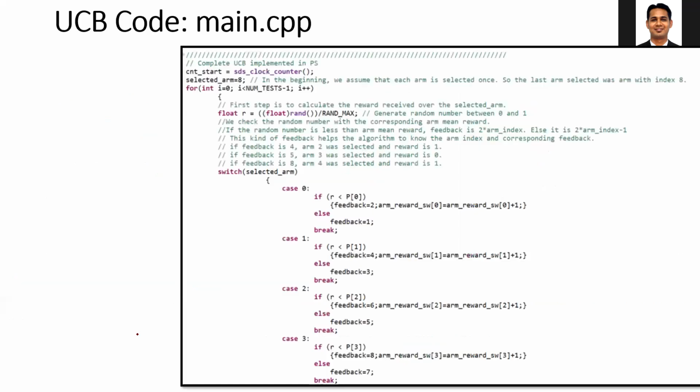If you look at the code for the main.cpp, you can see that I am implementing the algorithm in the PS, and then I'll start my counter. In the case of UCB, as you can see, your algorithm will first select all the arms once.